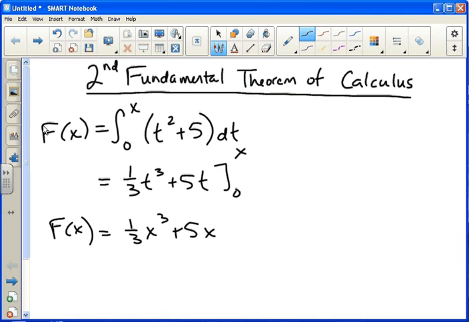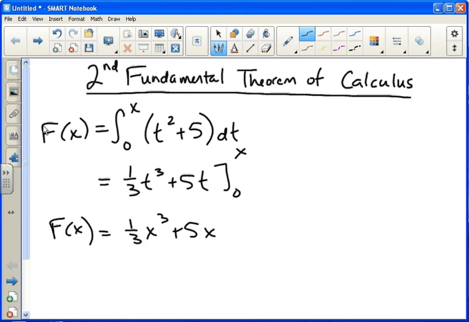That probably looks more like what you're used to for a function: if we just plug in an x, we just do that. There's no integral involved, but this function still does the same thing. This is just another way to write what we had originally. So if I plug in 1, it tells me what the area is under t squared plus 5, and so on. I'm not going to go through all that again.